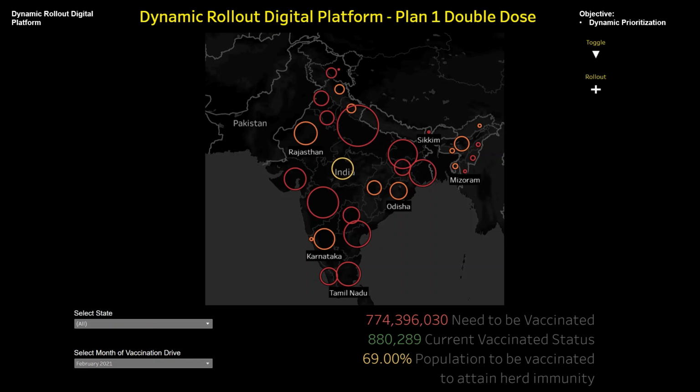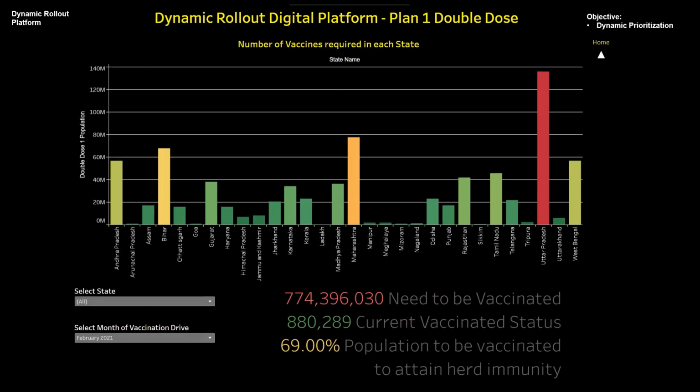Here we have given the inputs as all Indian states and February 2021 as the month and year of the vaccination drive. Accordingly, it provides the number of Indians who need to be vaccinated, current vaccinated status for the month of February, and percentage of the population that needs to be vaccinated to attain herd immunity. Here we have the same data represented state-wise. This panel gives you a bird's eye view of the vaccination status of all the states. Here you can see the different rollout plans offered.